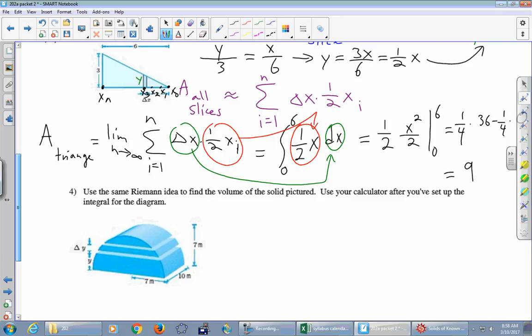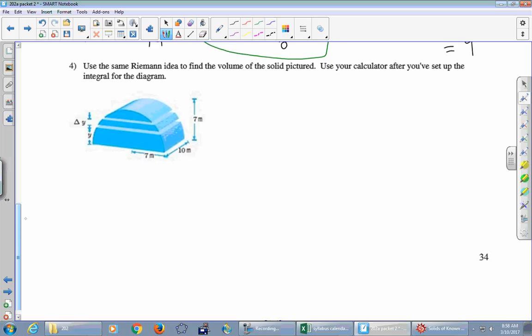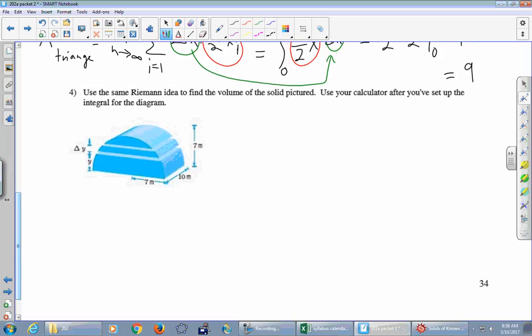Let's try number 4 here. Okay, same Riemann idea. To find the volume of this solid right here, we'll use the calculator once we've gotten to the integral. Okay, so here's our picture. What's the name of this shape right here?